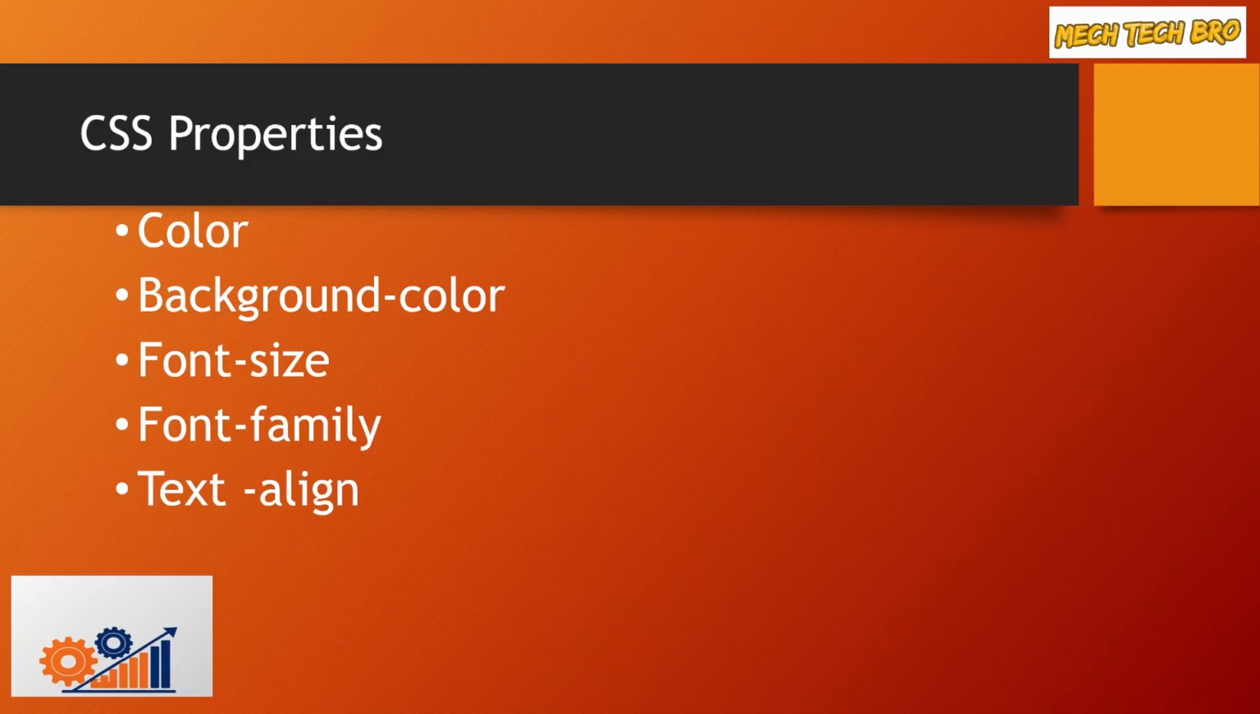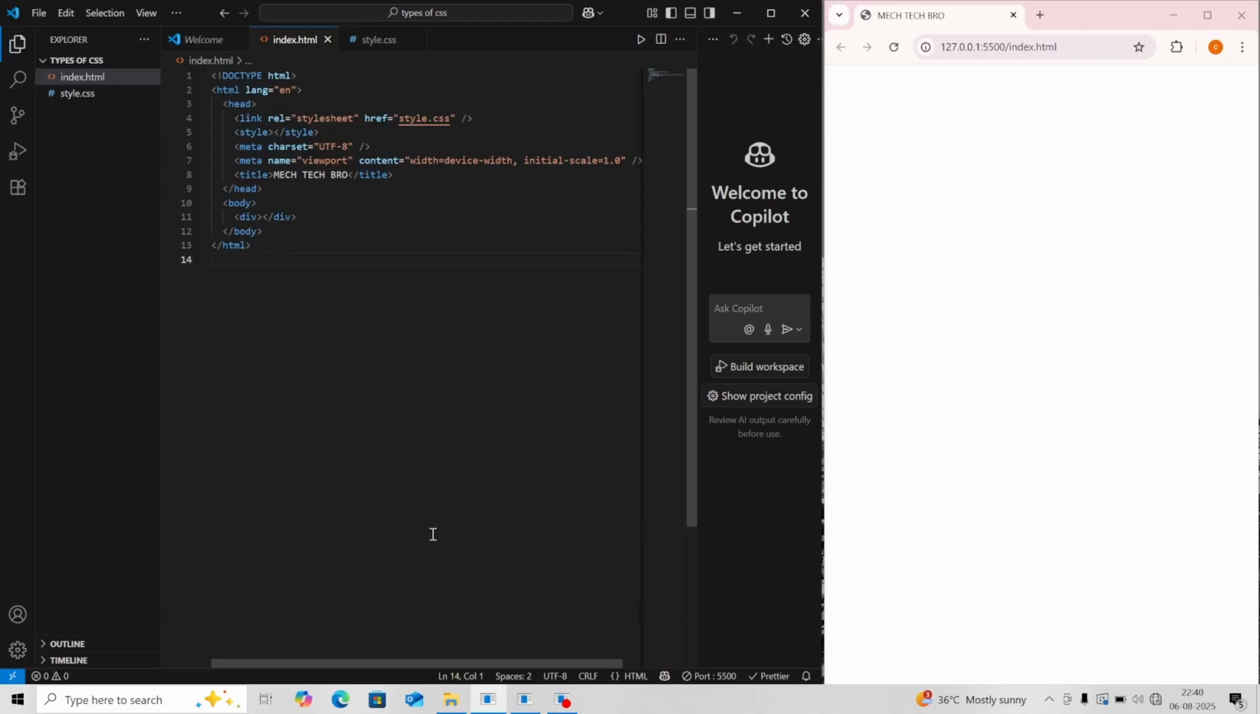Today's topic is about CSS properties. These are text properties: color, background color, font size, font family, and text align. Don't worry, I will explain everything in Visual Studio Code properly, step by step. In CSS properties, the first one is text color. Text color changes the color of the text. So I will show you.